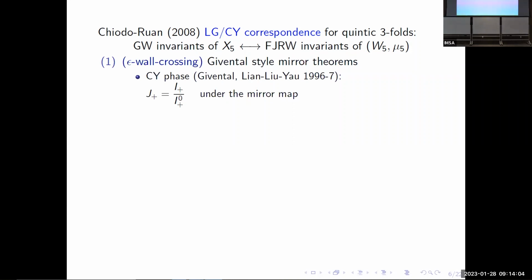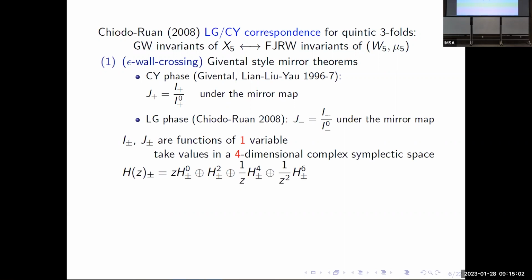In the Calabi-Yau phase, there's a Givental-style mirror theorem proved by Givental and Lian-Liu-Yau in 1996-97, which says the J function, which is a generating function of genus 0 Gromov-Witten invariants of the quintic Calabi-Yau threefold, is given in terms of the I function under the mirror map. And the I function is in terms of some very explicit hypergeometric series. Then Chiodo and Ruan proved a similar theorem in the Landau-Ginzburg phase. So J minus is a generating function of genus 0 FJRW invariants of this Fermat quintic polynomial in 5 variables. And in both phases, these are functions of 1 variable that take values in a 4-dimensional complex symplectic space.